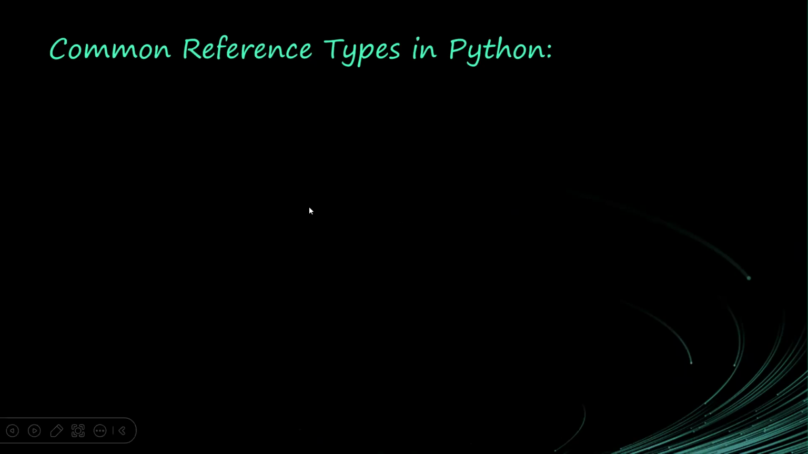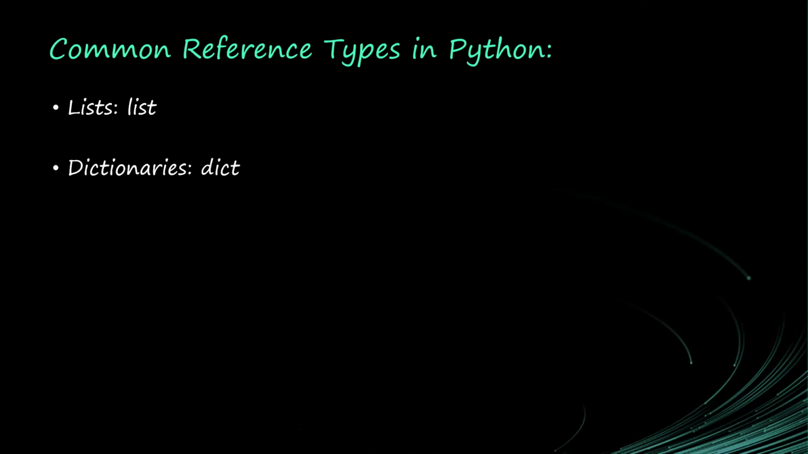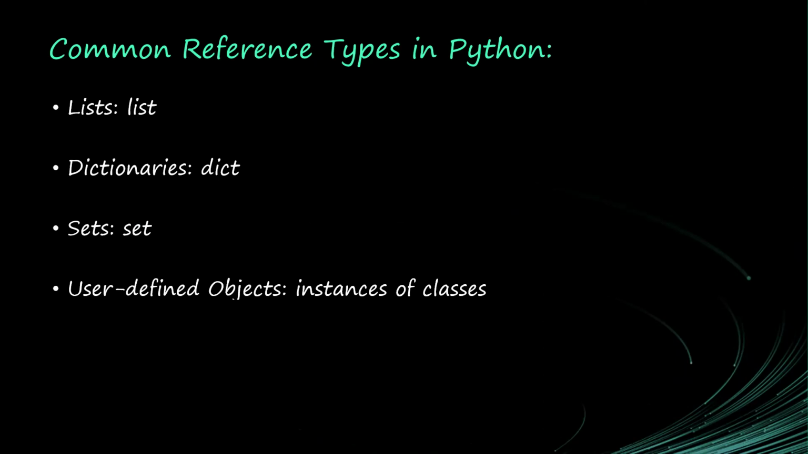Okay. So common reference types in Python, we have lists, all right? We have dictionaries, we have sets, we have user-defined objects like classes, instances of classes. Okay, so these are reference types. So whenever you're creating objects of these types, know that whenever you modify them, you will be modifying the original copy. All right, Python will not create any new copy of them. Python will modify the original copy.